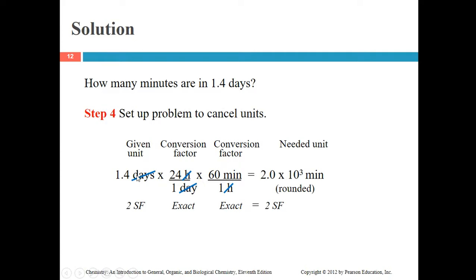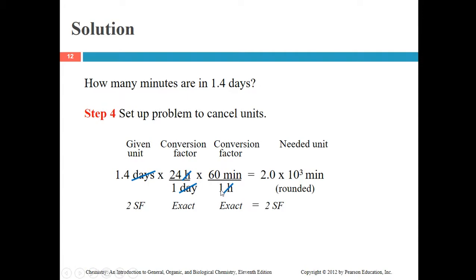All right. Now then, we have 24 hours. Okay, we need to go from hours to minutes. How do we get there? Well, do we have 60 minutes over 1 hour or 1 hour over 60 minutes? Well, there's only one way that the hours in the 24 will cancel out, and that's if the 60 minutes over 1 hour has the hour on the denominator, on the bottom side. So that's why we chose 60 minutes over 1 hour.